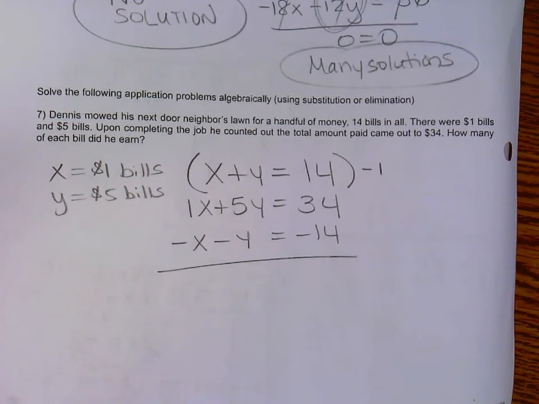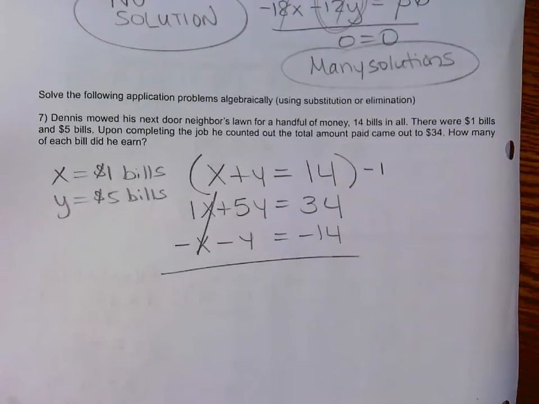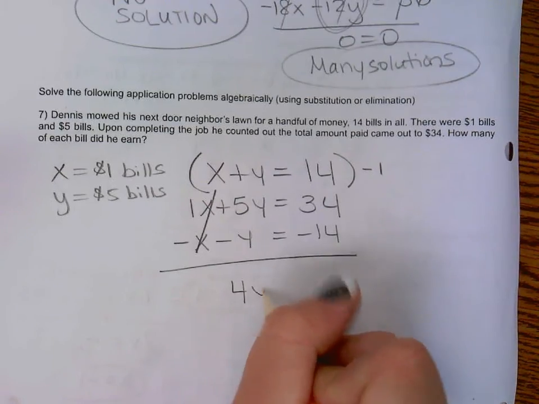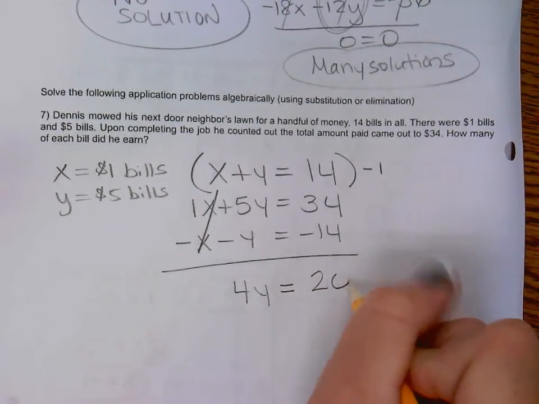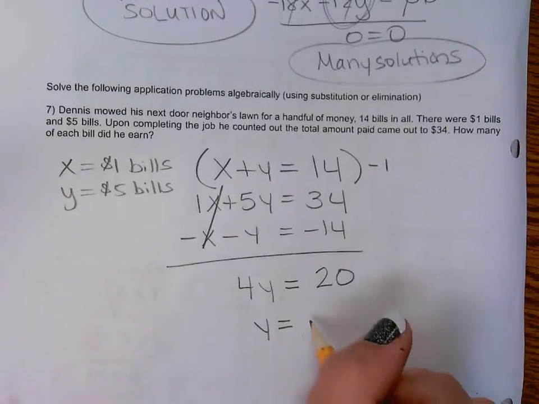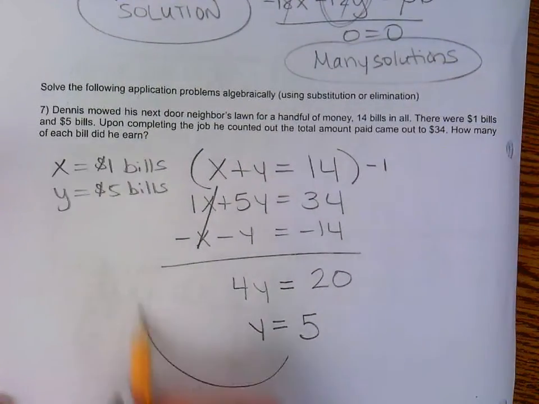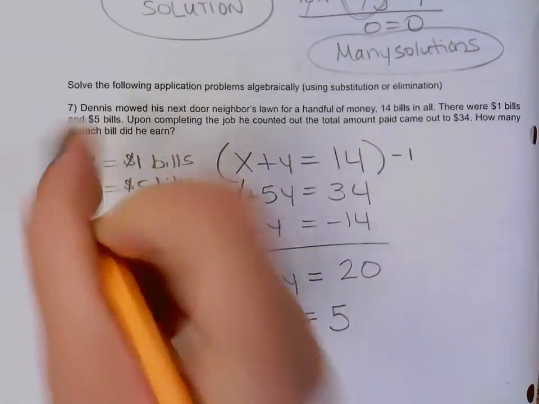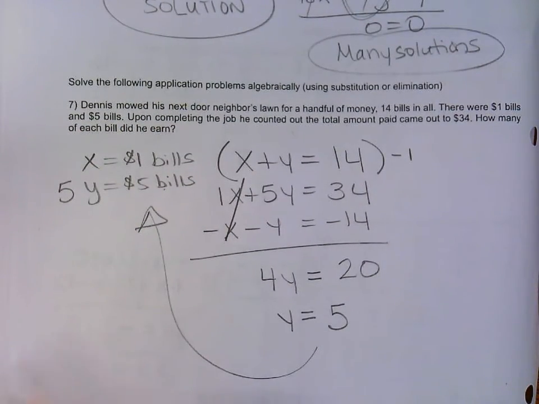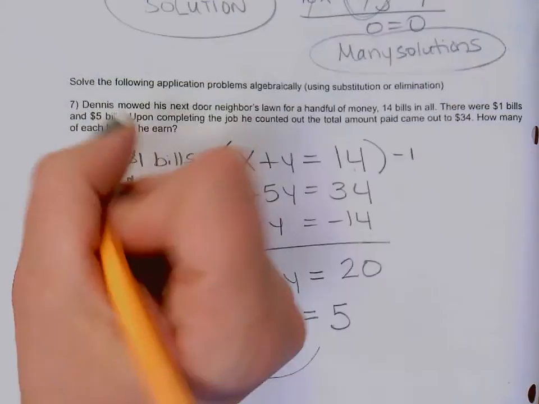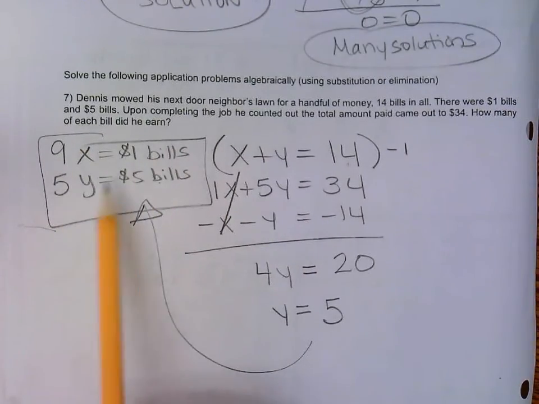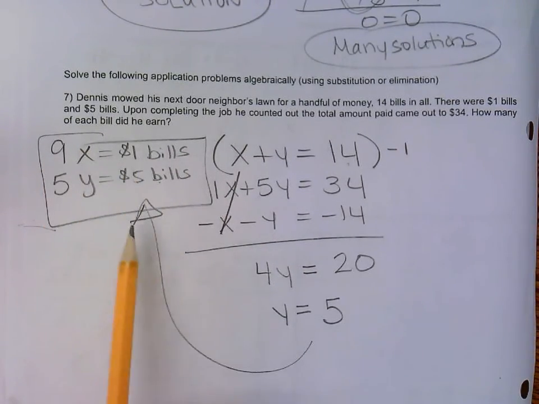Number 4 on the guided practice. Is it? I don't know. 4y equals, is this 20? So y has to be 5. So now we figure out what that means in this application problem. We have 5 $5 bills. We have 14 bills total, so we must have 9 $1 bills. And then 5 times 5 is 25, plus $9 comes out to $34, right? So you can double check that you did it right.